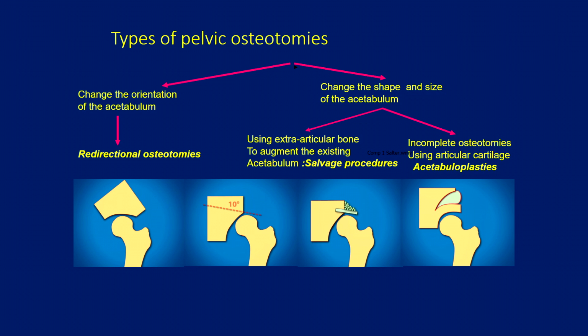What is a Degas? What is a San Diego Degas? What is a true Degas? It doesn't matter. The principle is that it's an opening wedge osteotomy of the roof of the acetabulum to lower it and then cover. So that's it.